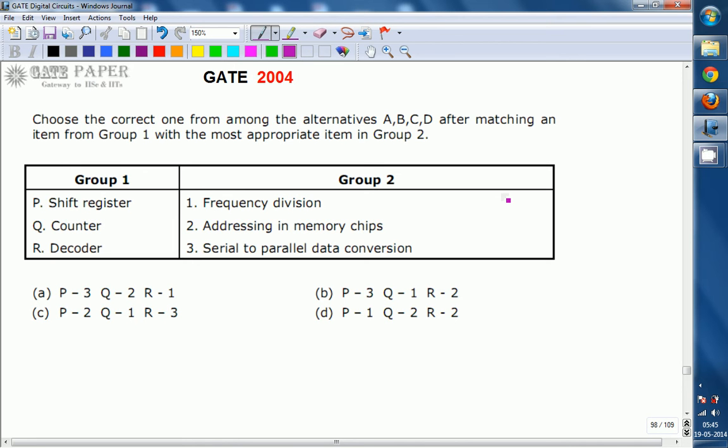In group 1 we have 3 elements: shift register, counter and decoder. In group 2 we have 3 more: frequency division, addressing in memory chips, serial to parallel data conversion.